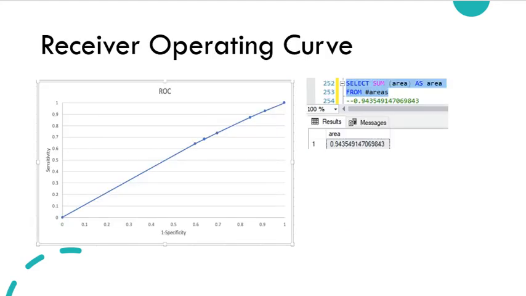The receiver operating curve, or ROC, is used to determine accuracy. ROC is determined by plotting sensitivity and 1 minus specificity. The area is also calculated, and anything over 0.5 is better than random guessing.